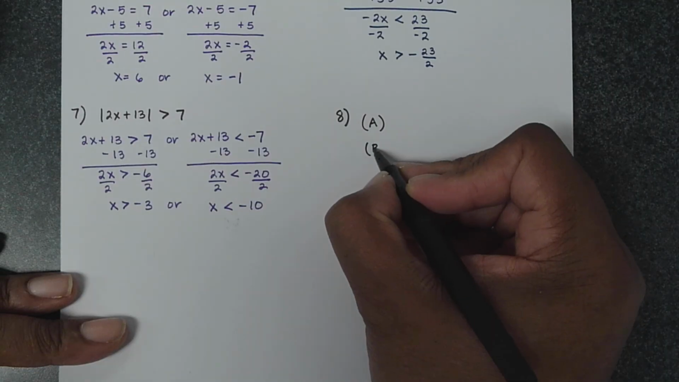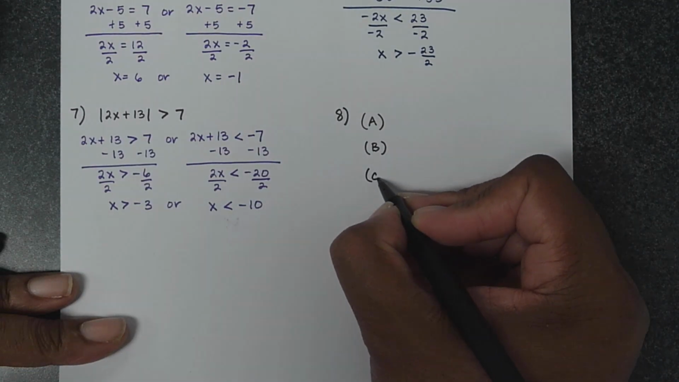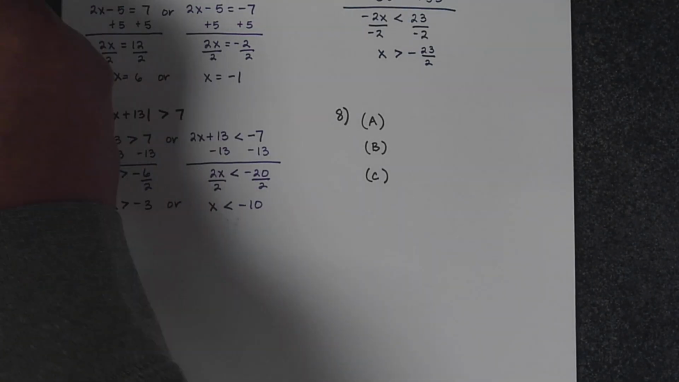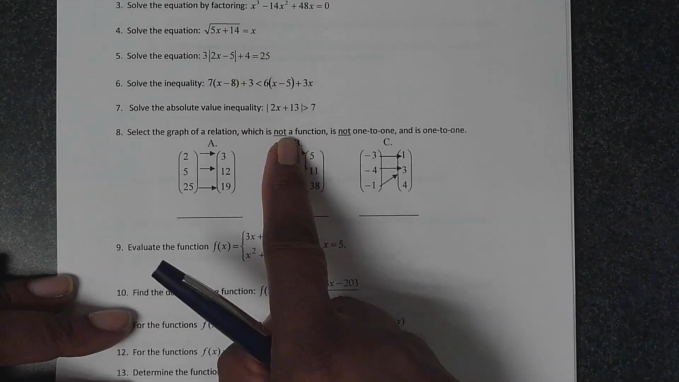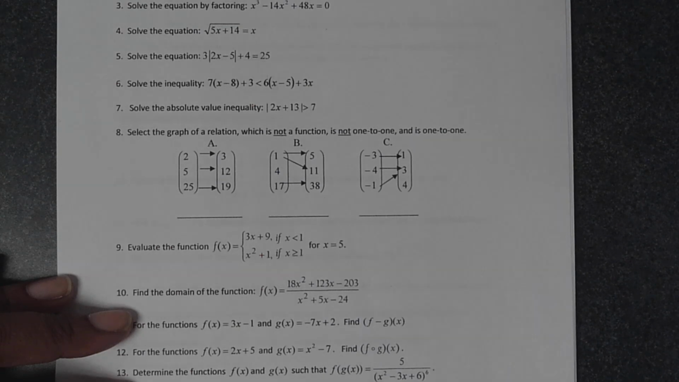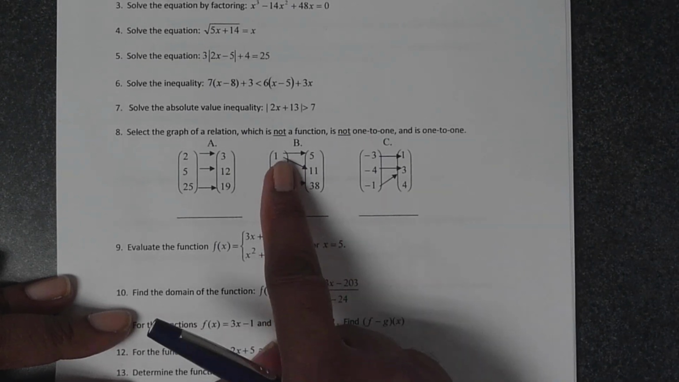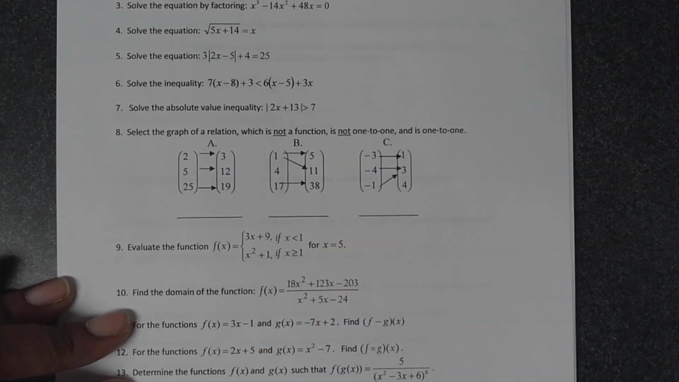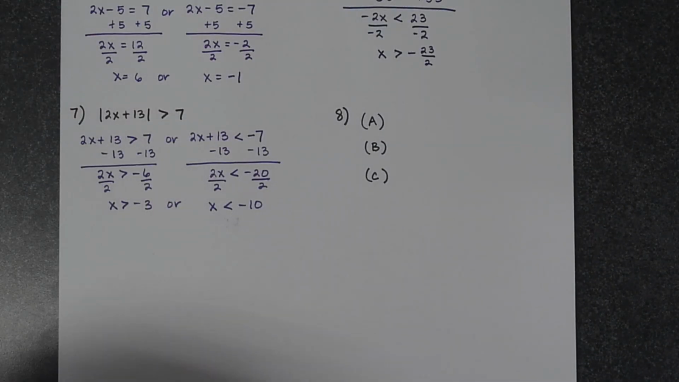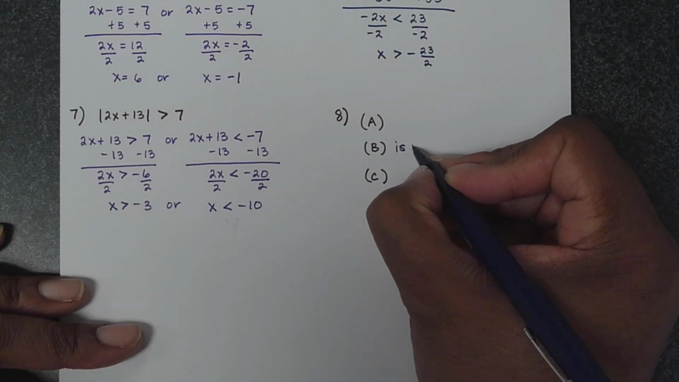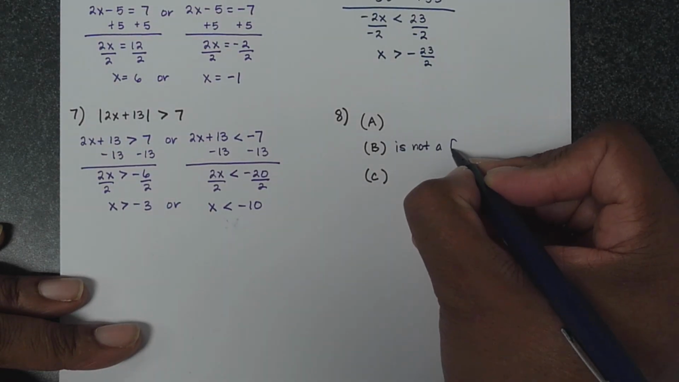So I'm saying graph A, then graph B, and then graph C. Let's start off with which one is not a function. What that means here is this: for it not to be a function, you cannot have an x value going to two different y values here. And by looking at this, you can see that B would not represent a function because you got 1 paired with 5 and 11. So we can say here that graph B is not a function.